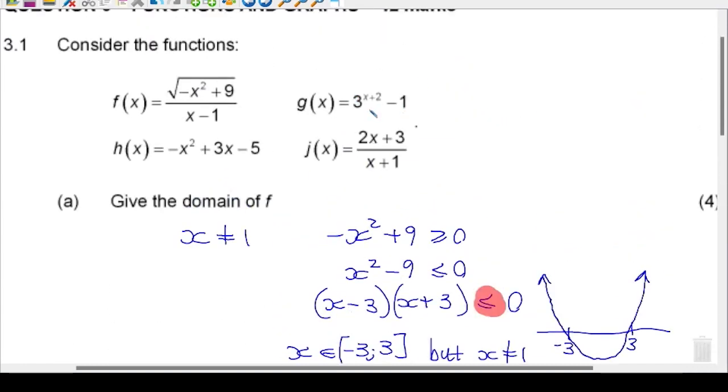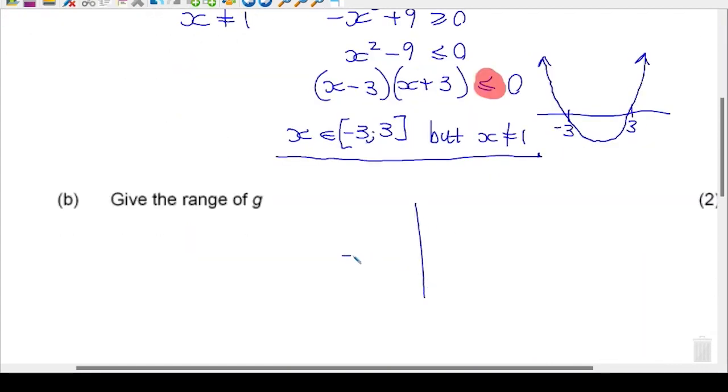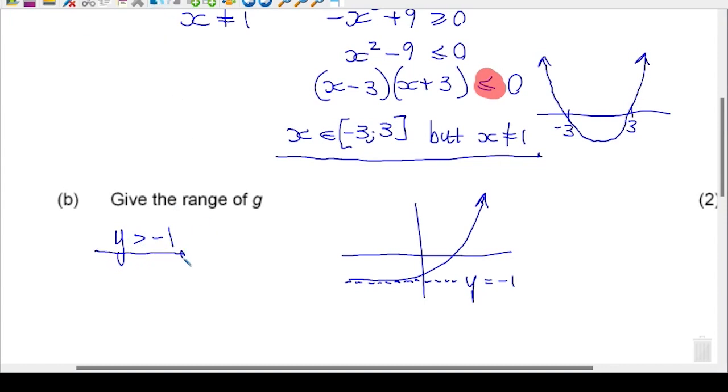The range of g, that's a much easier question. That's just an exponential graph that's been dropped down by 1. So it's an increasing exponential graph, but it's been dropped down by 1. It has a horizontal asymptote at y equals minus 1. And so the range is y greater than minus 1. Remember that the graph doesn't touch the asymptote. It's strictly above minus 1.